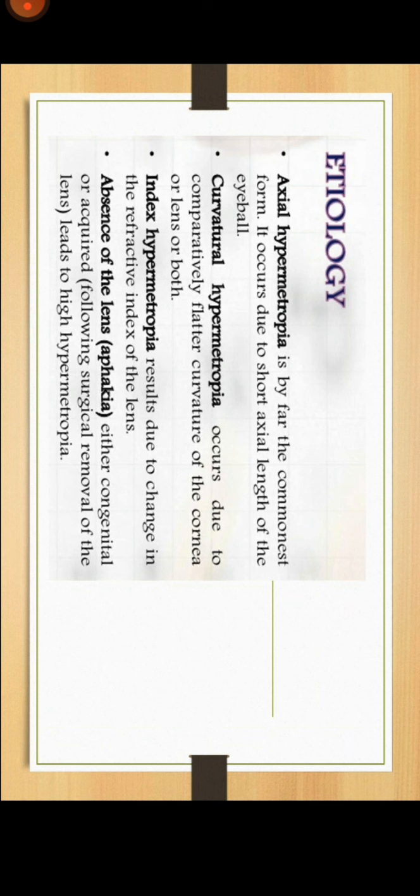But if that lens is absent, what happens? The parallel light will go directly to the retina. There will be no focal point. Here also there will be blurred images. The patient's vision will be hand movement, or otherwise 6/60 like that. They can't even see or read clearly.